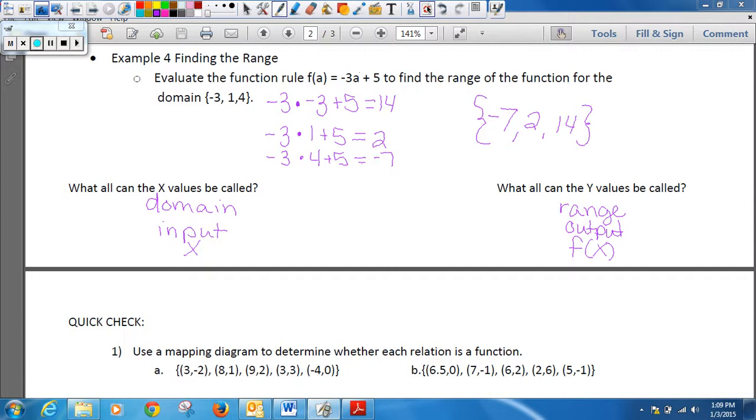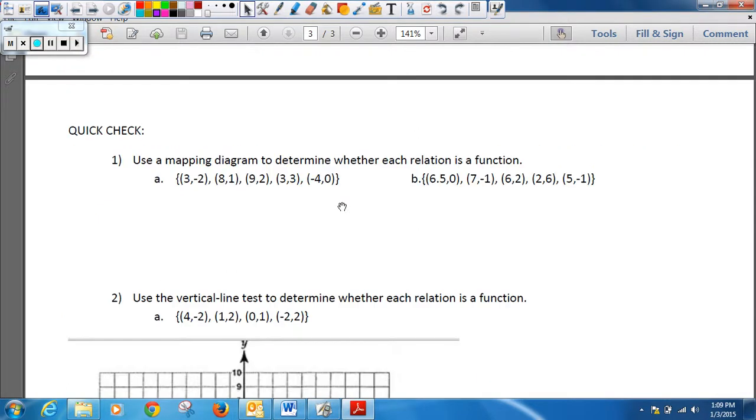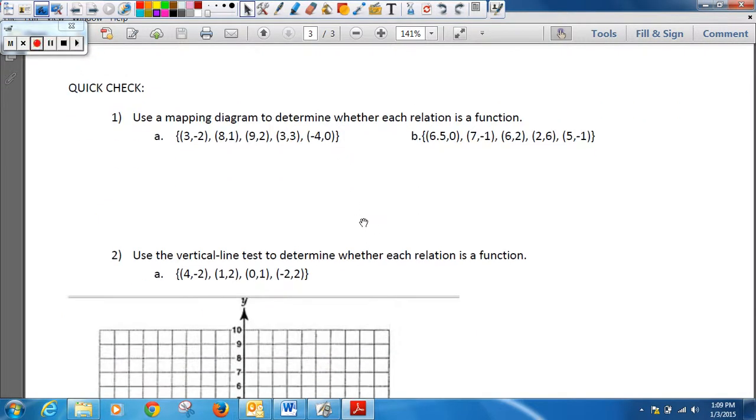Okay, you can go ahead and complete the quick checks and then look at your schedule to find what your assignment is for this section.